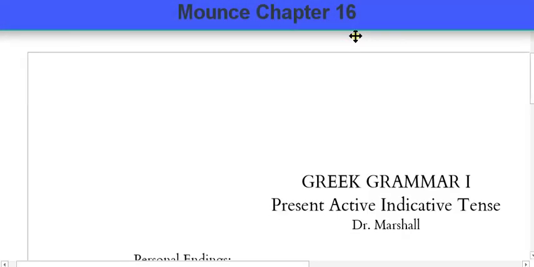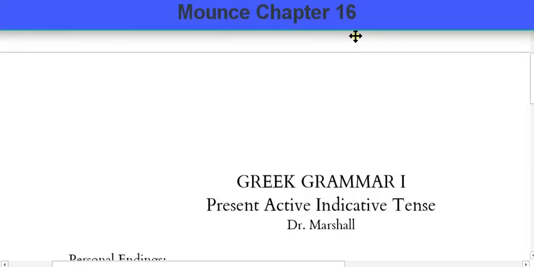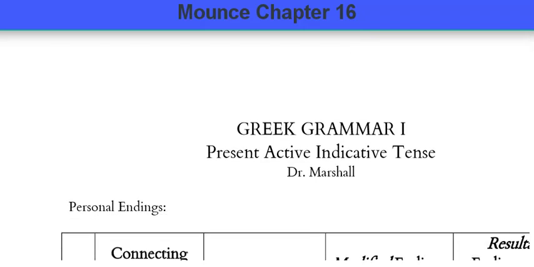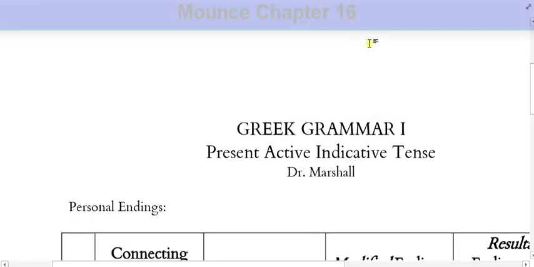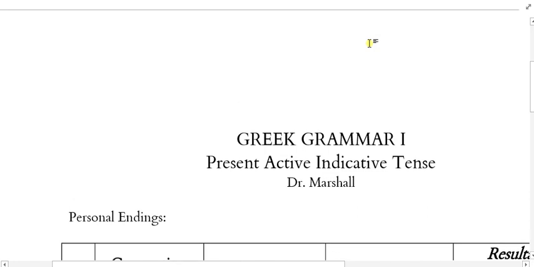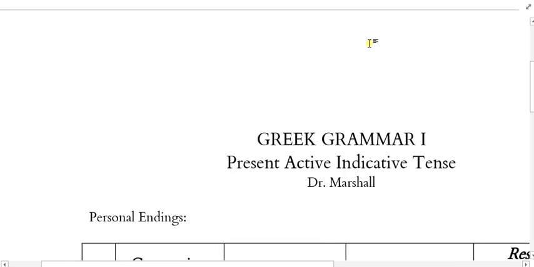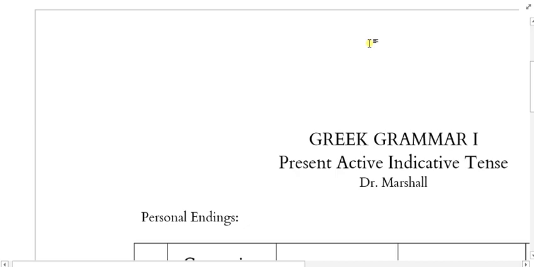The present active indicative tense handout will look like this. This corresponds to at least part of Mounce chapter 16. Okay. So the tense we're talking about is the present active indicative.